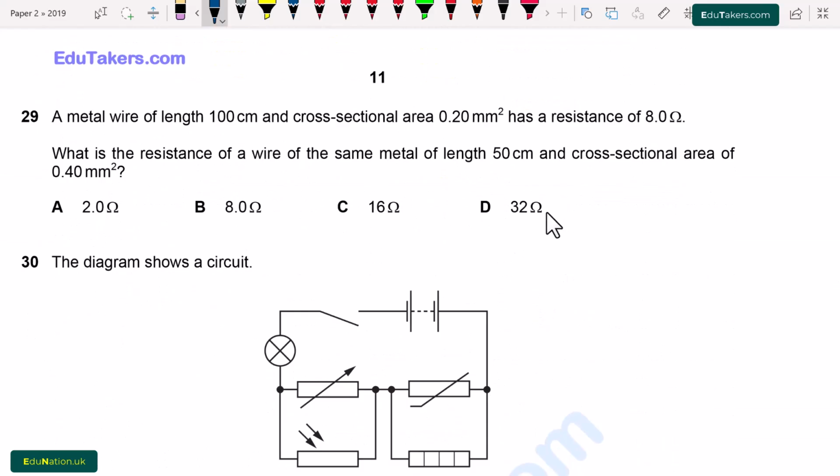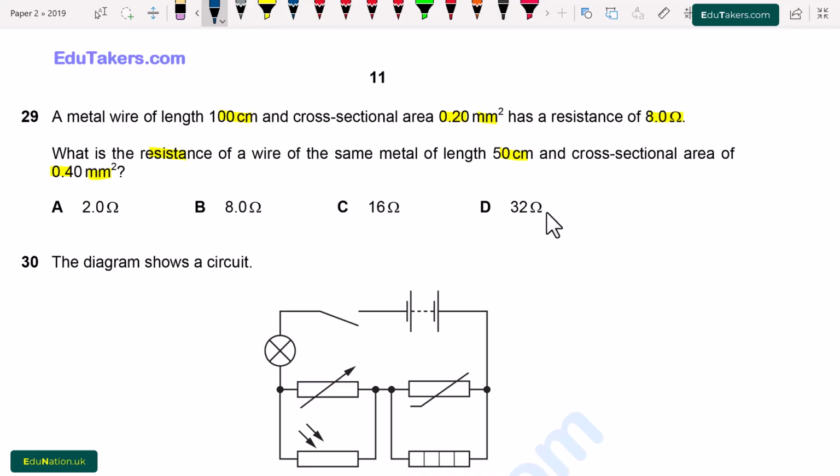Question number 29. A metal wire of length 100 cm and cross-section area of 0.20 mm square has a resistance of 8.0 ohm. What is the resistance of the wire of the same metal of length 50 cm and cross-section area 0.40 mm square? So first of all, we have two wires.